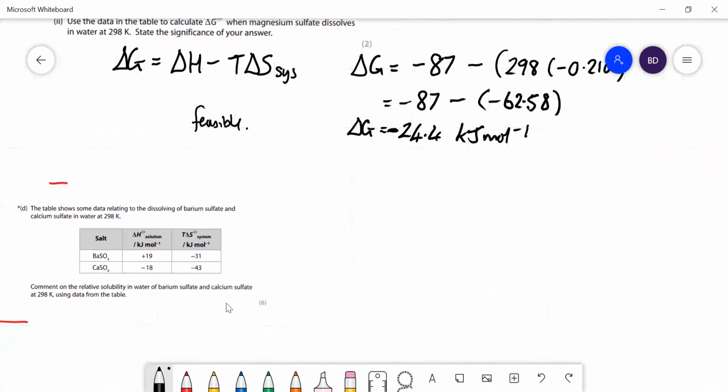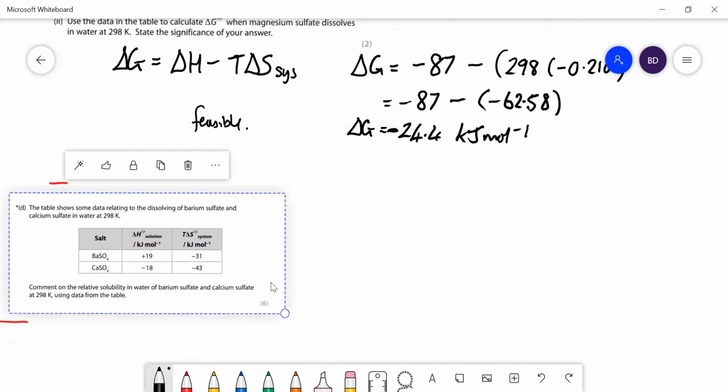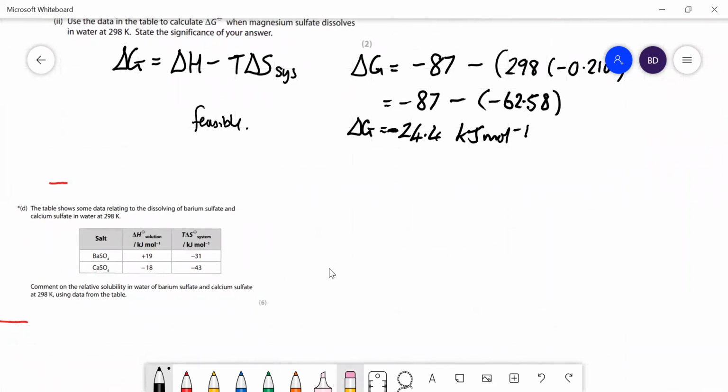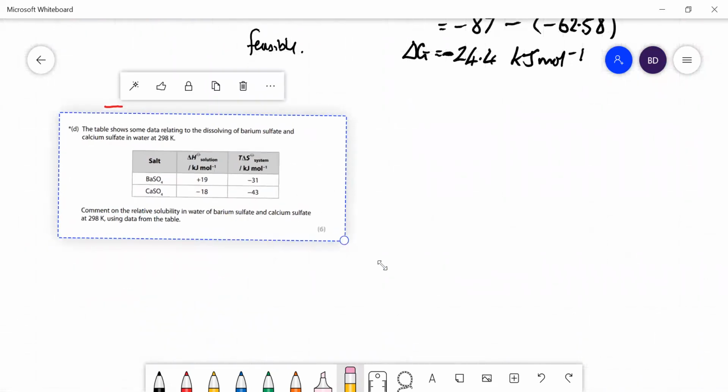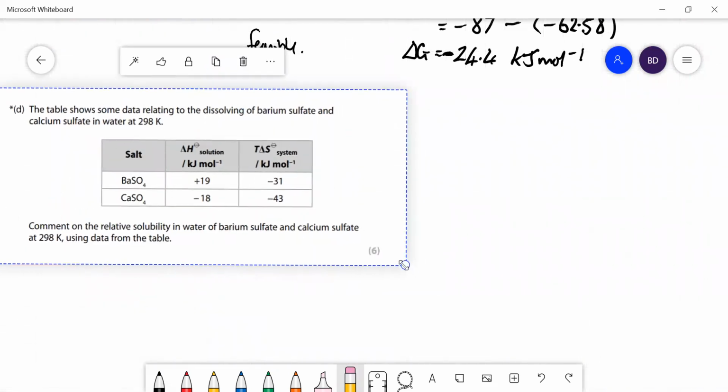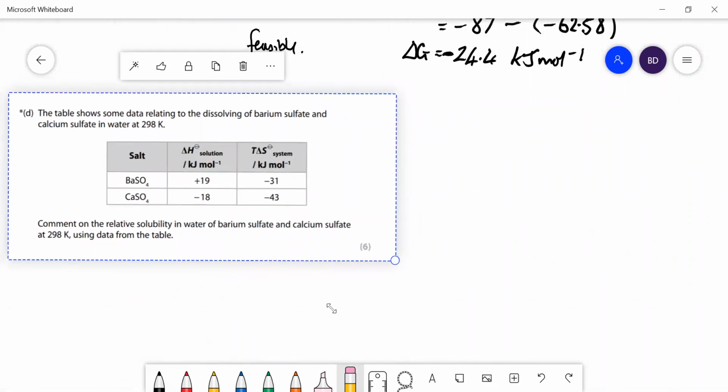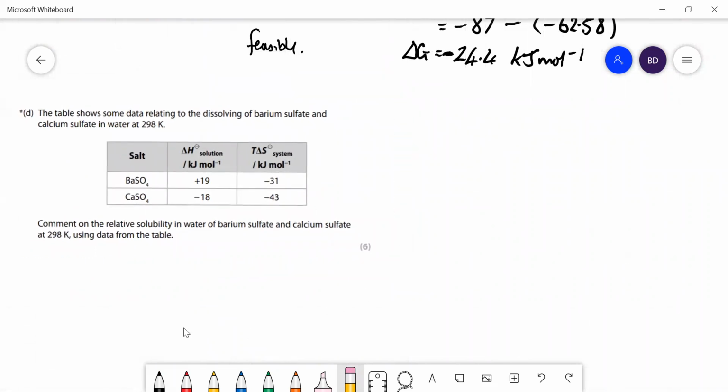Table 2 shows some data relating to dissolving barium sulfate and calcium sulfate. This is the last question on the paper, I think. Six marks. Comment on the relative solubility of the barium sulfate and calcium sulfate. So we need to work out delta G for both of those. We do it the same way as before.